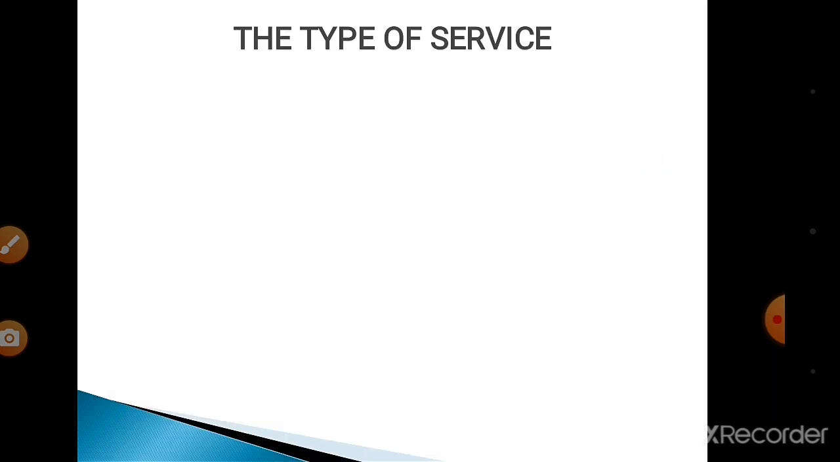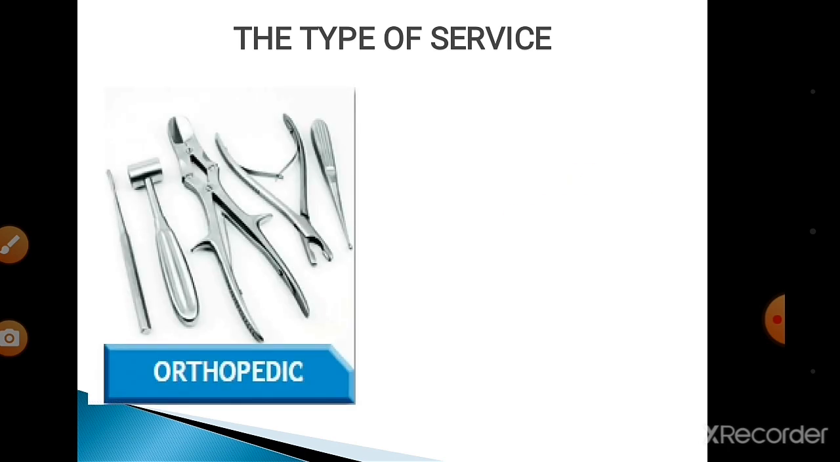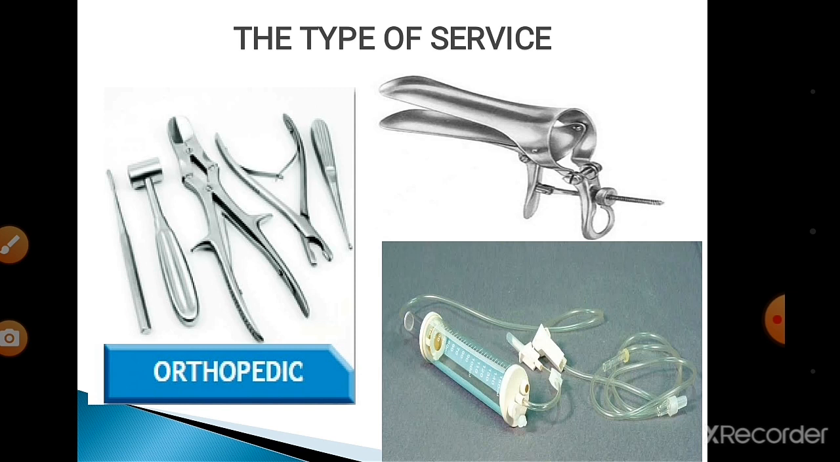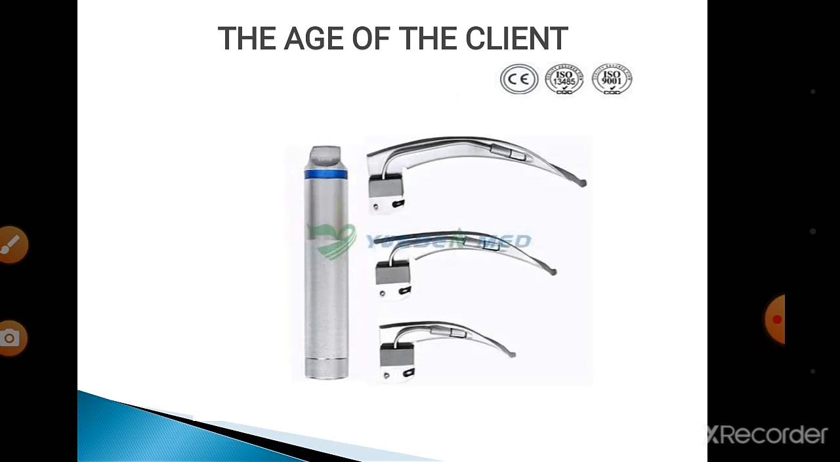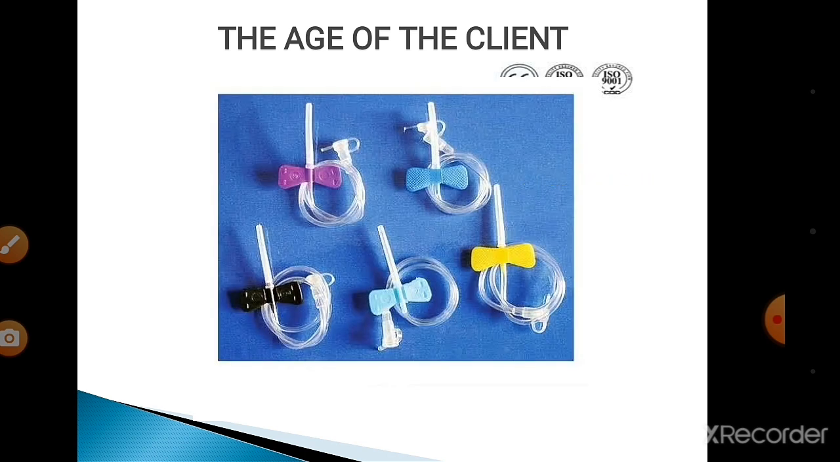The type of service. A surgical unit will need certain items which are not required in a medical unit. Orthopedic, gynecological, and pediatric wards need different items. The age of the client. Children need different items than adults. Elderly adults need different items for their treatment.